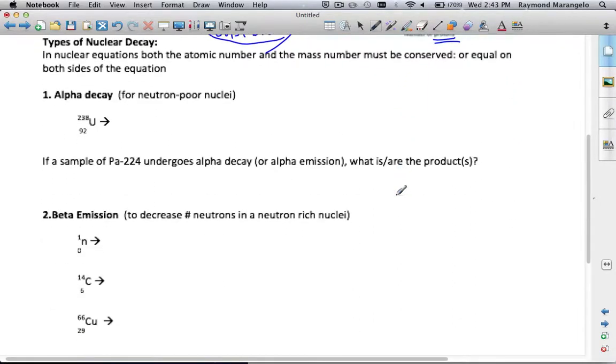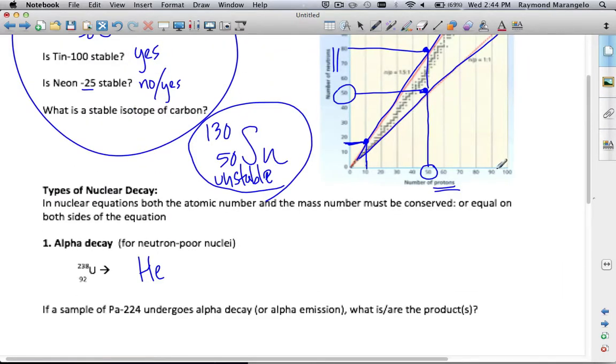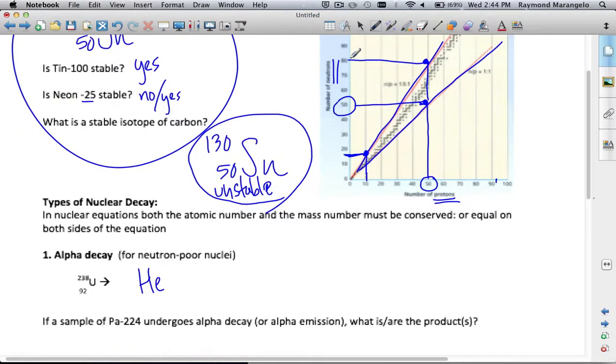Okay, so here are the 4 types of reactions that we have in our nuclear chapter. The first one is alpha decay. It's going to give off a helium nucleus. So uranium-238 is unstable, so it gives off, and maybe we can see that up here, if it's at 92 and it weighs 238, you've got to go all the way up here to around 140, and we go off the chart. That's all right.